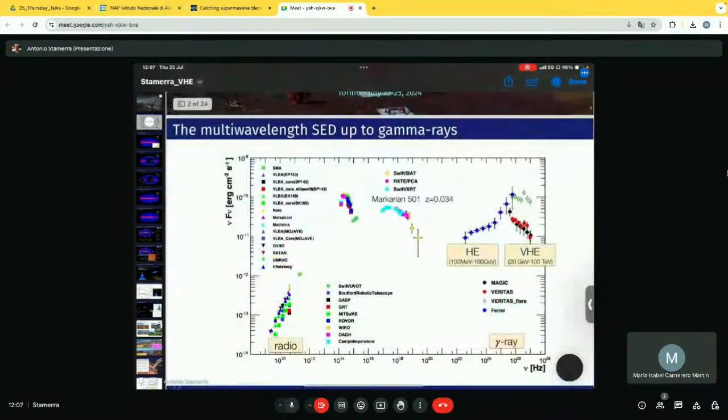Just to tell you what we are discussing, this is a typical spectral energy distribution of a blazar, just to put in context which energies we are talking about. This is the usual spectral energy distribution, and you can see here the gamma ray section, represented by the very high energy emission of these blazars specifically.